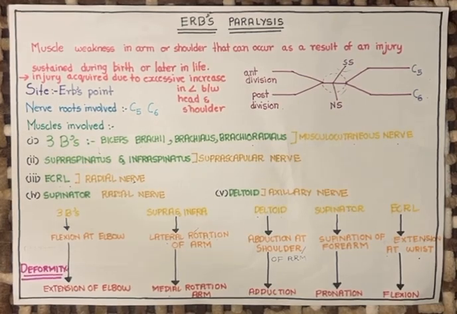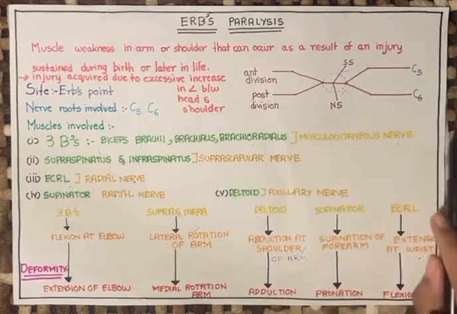In today's video, we are going to learn about the Erb's paralysis. The Erb's paralysis is muscle weakness in the arm or the shoulder that can occur as a result of an injury which is sustained either during birth or later in life. This injury is acquired due to excessive increase in the angle between the head and the shoulder. Because of this excessive increase in the angle between the head and the shoulder, there occurs damage to the upper trunk of the brachial plexus as it descends in the neck. And the site of damage in the upper trunk is known as the Erb's point.